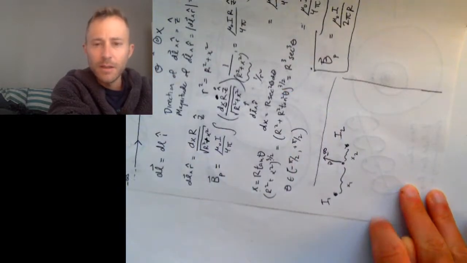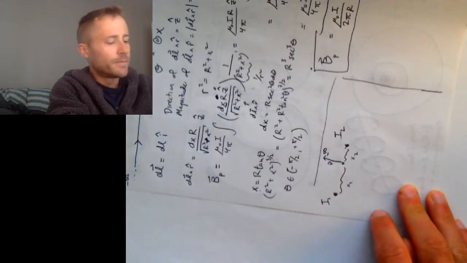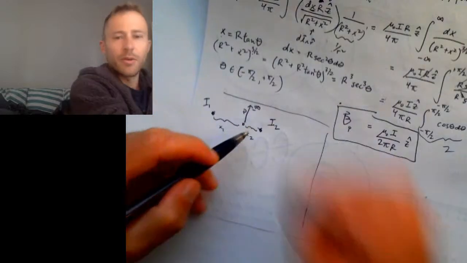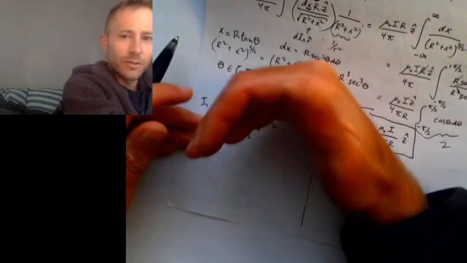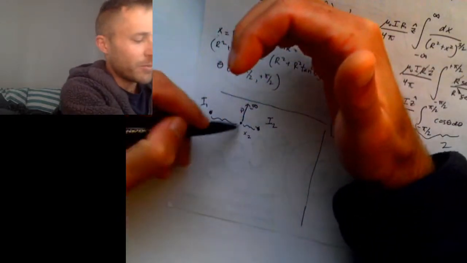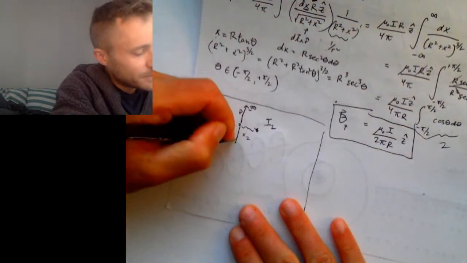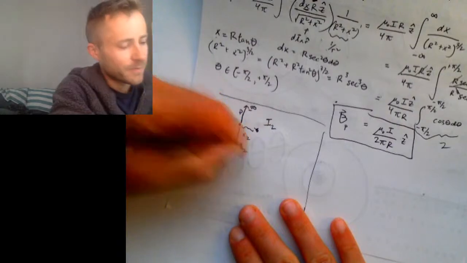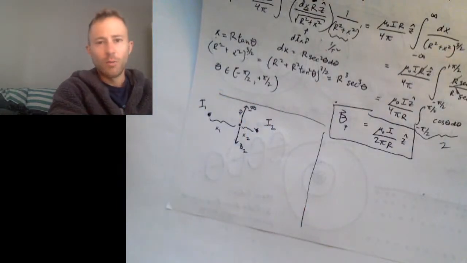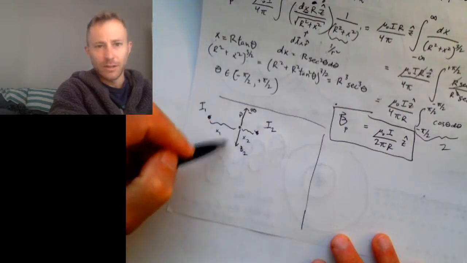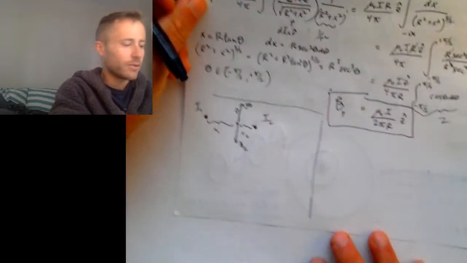Okay? Wire 2, I put my thumb out of the page, and you can see for wire 2, at the point P, it creates a magnetic field that's going down. So this is B2. So one wire is creating an upward magnetic field, the other one is creating a downward magnetic field.